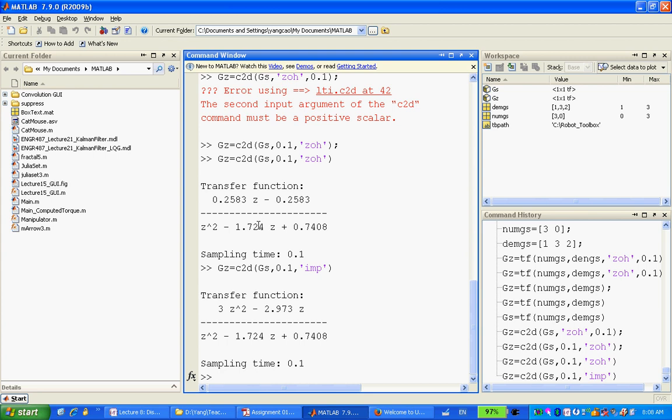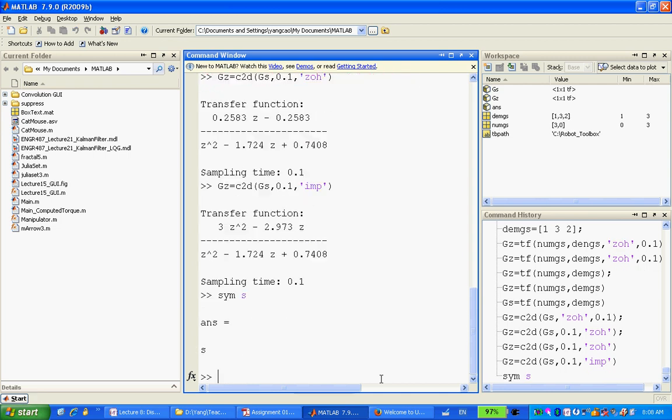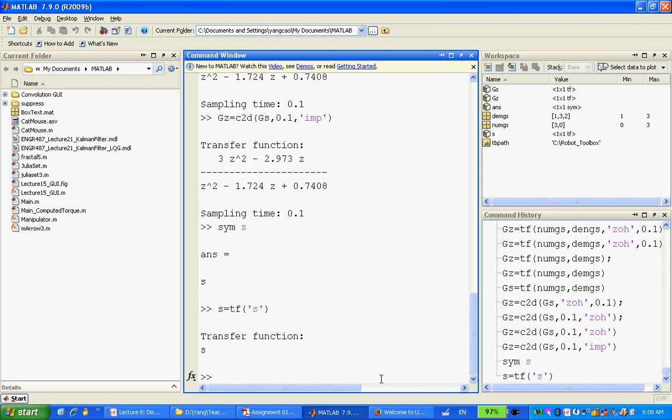How do you do the exponential? You have to use a symbolic S like this. Then let's say zero order hold equals 1 minus exp. Actually, it's S equals TF of s, like this. But then when you do exponential with the transfer function, just use exp. Let me try it. 1 minus exp of negative S times the sampling time 0.1, divided by S.